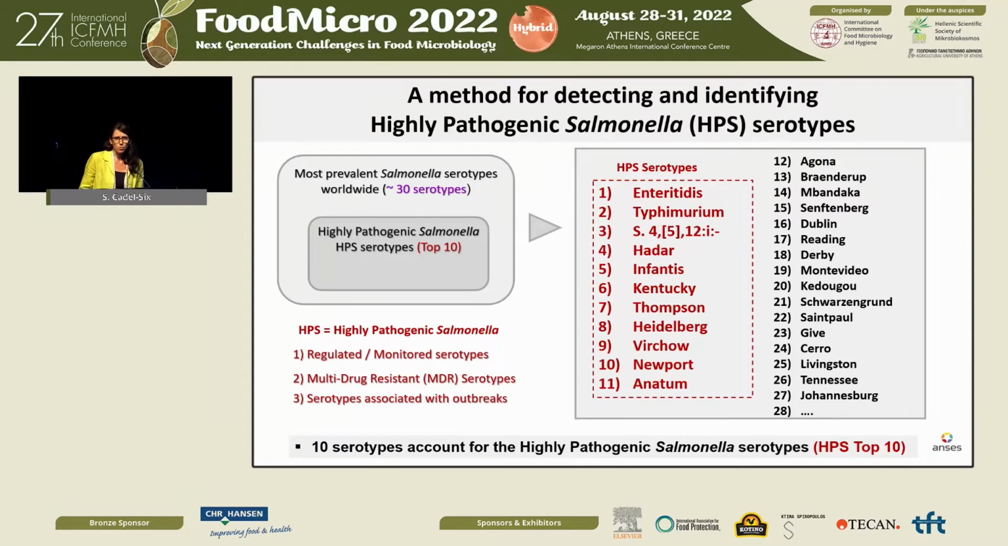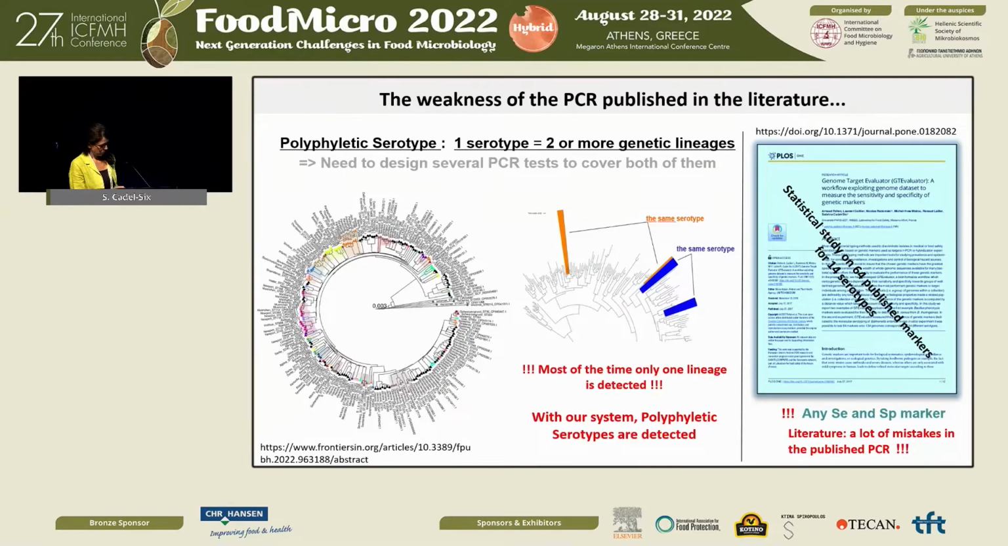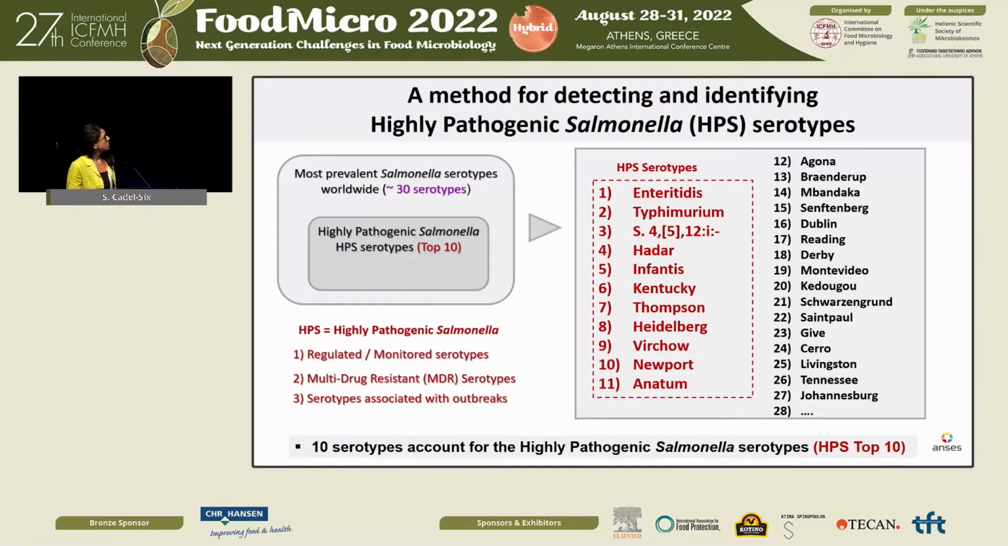It is known that 30 serotypes dominate agro-food sectors and human infections worldwide. These serotypes account for 76% of human infections in the United States and around 80% of animal, food, and feed samples and human cases recorded by the European Food Safety Authority in Europe. Among these serotypes, 10, here in red in the list, are considered highly pathogenic.